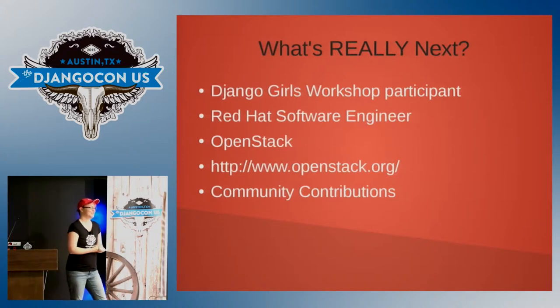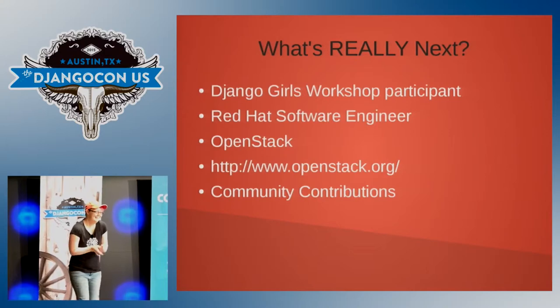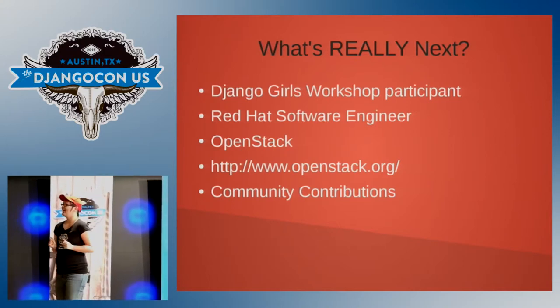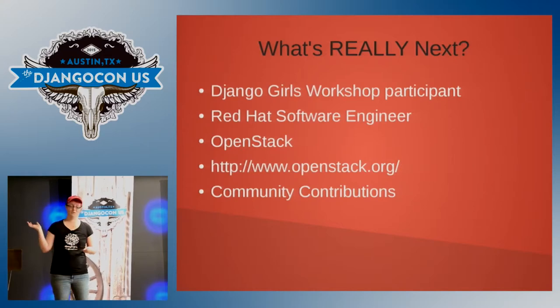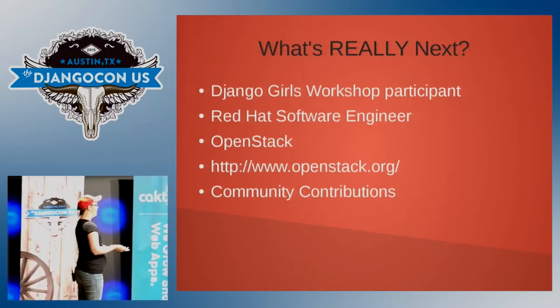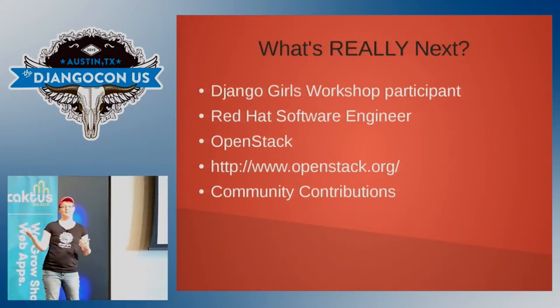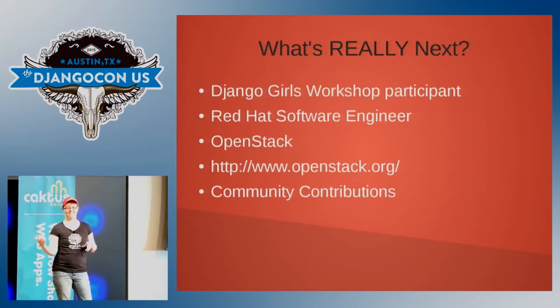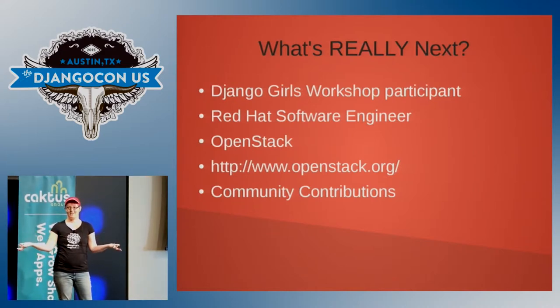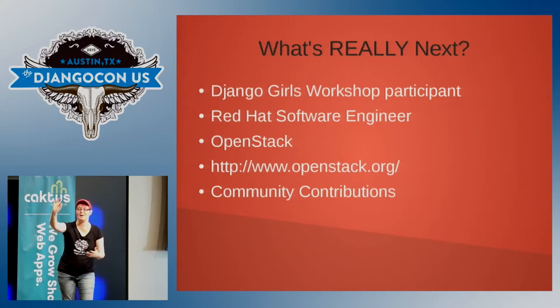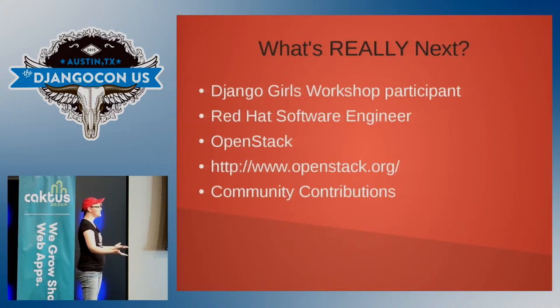So what's really next actually is that I'm not coding in Django at all anymore. Hi, woo! I went from being a Django Girls Workshop participant to a Red Hat software engineer in 5 months because I drank from the fire hose, approved myself, and then I ended up getting hired to a different section of Red Hat that doesn't use Django at all. They just care that I know how to learn. They don't care about the language, the Python and Django, and actually I learned some Rails. They care that I learn fast. And that's what a lot of people care about. Can you learn fast? And then I know myself, and therefore I know how to learn fast.